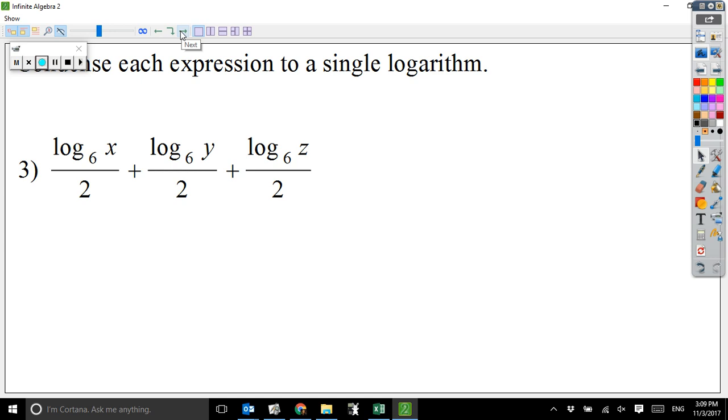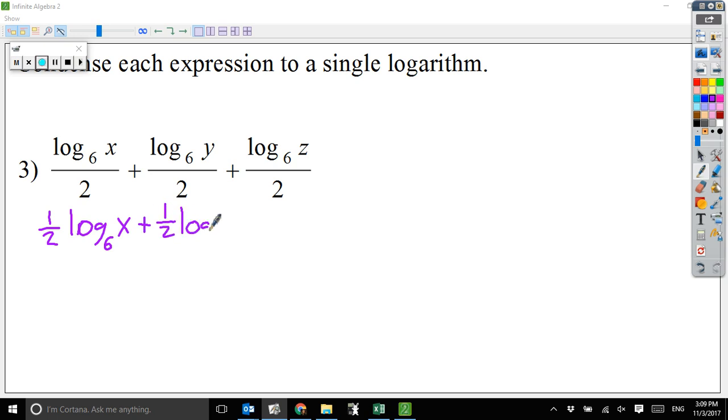See how they're being divided by 2? So I'm going to talk about what that means. First thing I'm going to do to make this make a little more sense is that when I divide by 2, it's the same thing as multiplying by 1/2. So I'm going to say this is 1/2 log base 6 of x plus 1/2 log base 6 of y plus 1/2 log base 6 of z.